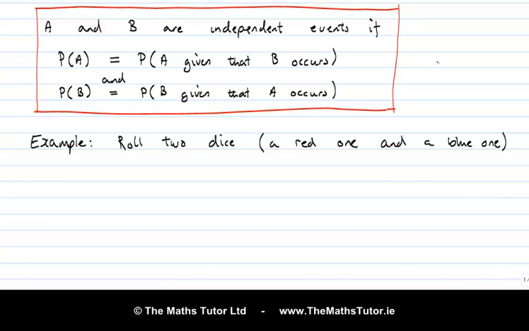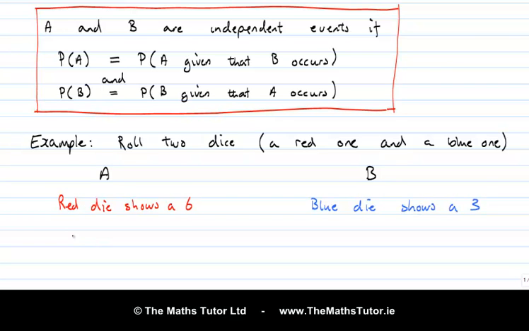So let's say that we roll two dice, and we'll suppose that the dice are colored red and blue, just so we can distinguish them. And now let's look at two events. So let's say that event A is that the red die shows a 6, and event B is that the blue die shows a 3. Now it's clear that the result of one die has no effect on the result of the other die. So the probability of the red die showing a 6 is not affected at all by what the blue die shows. And the probability of the blue die showing a 3 is not affected at all by what the red die shows. So these two events are independent.